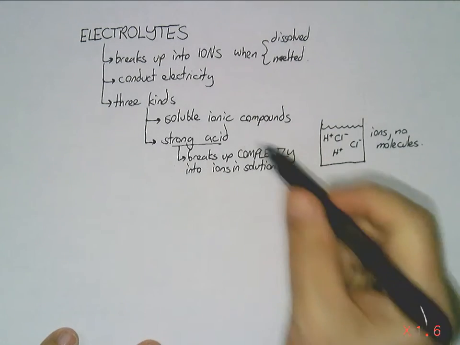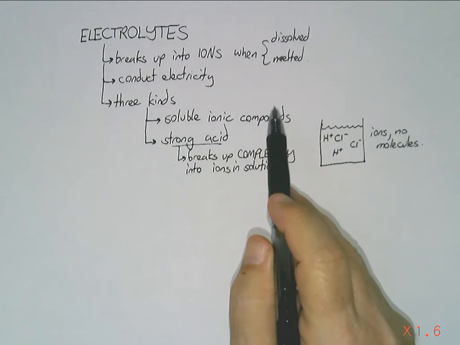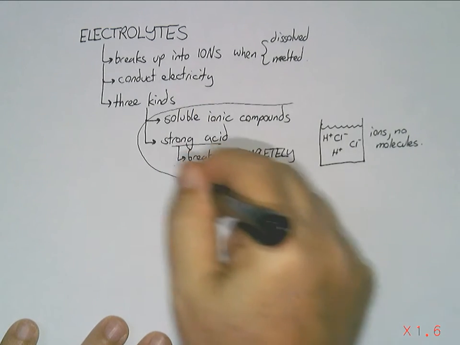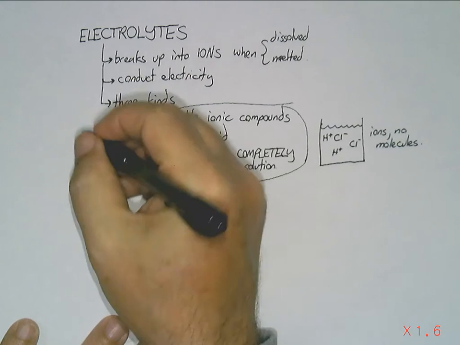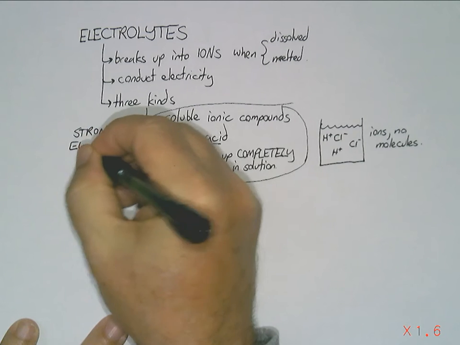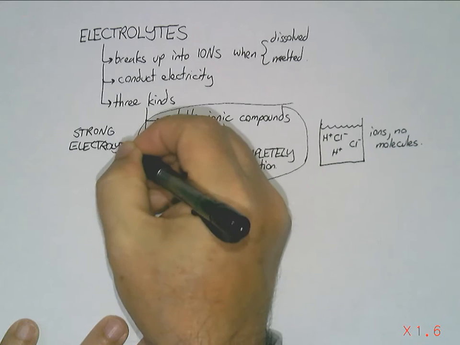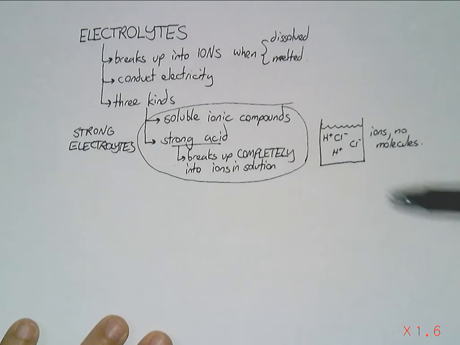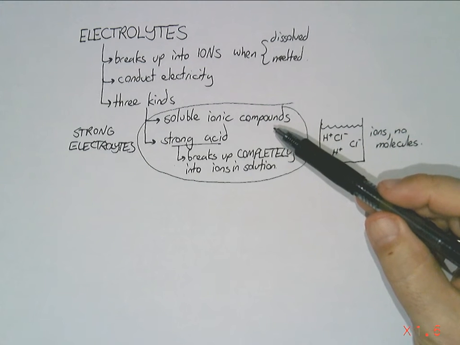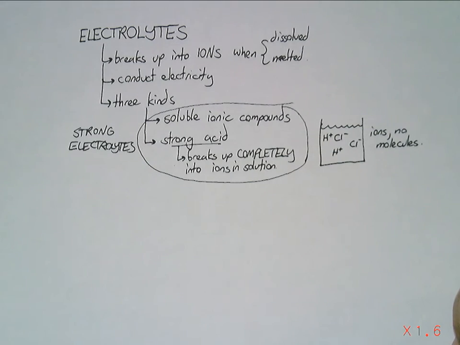And in fact, almost all soluble ionic compounds do that too. There are a few exceptions, but you don't need to worry about those. These two kinds of compounds collectively are called strong electrolytes. Now, a strong electrolyte is anything that breaks up completely into ions in solution. So since almost all soluble ionic compounds do that too, we'll include that under that umbrella.